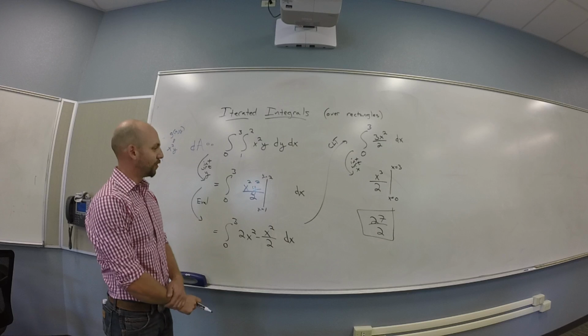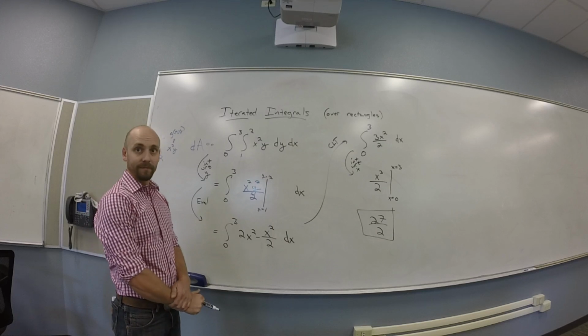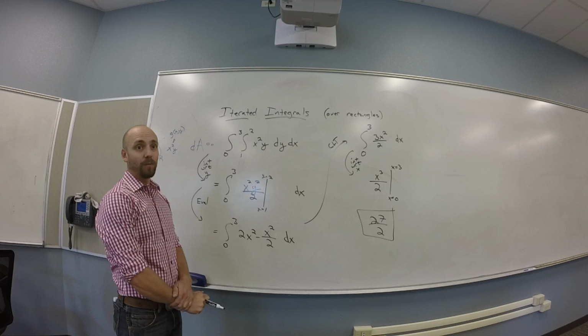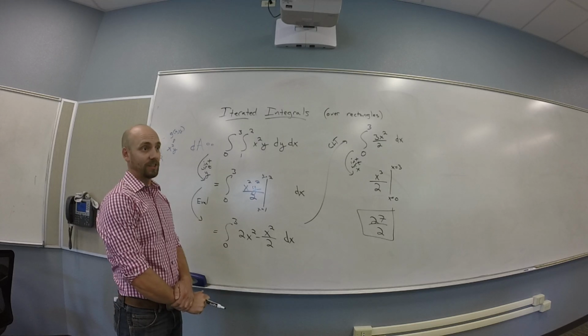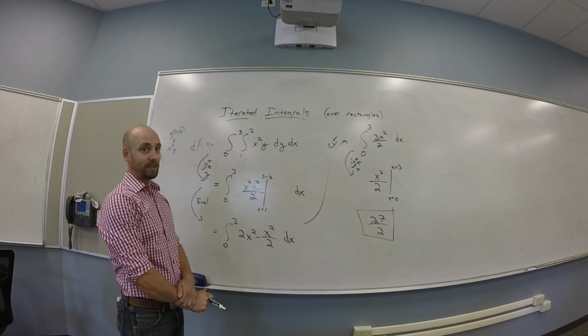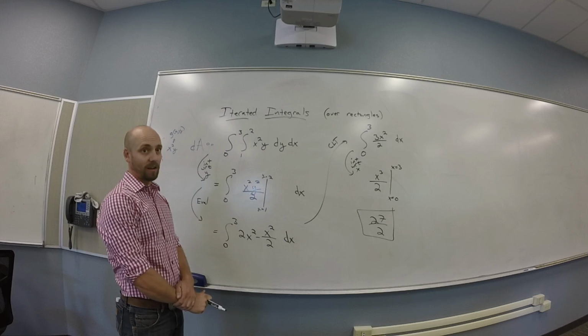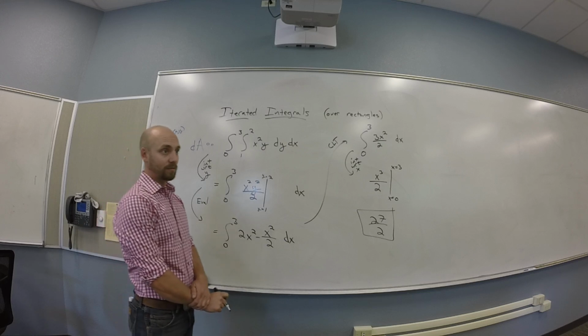What does 27 over 2 mean? That's the volume under the surface g of x and y equals x squared y. You guys see that?